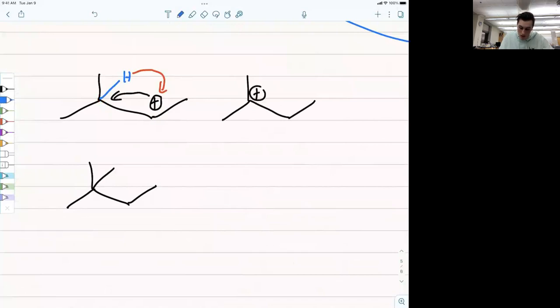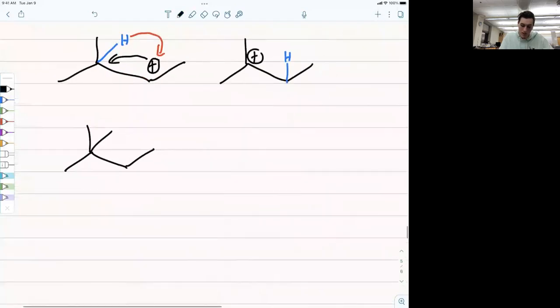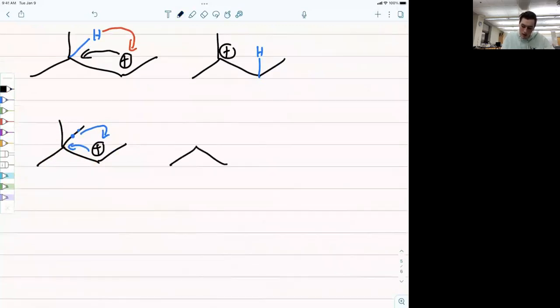And my hydrogen that was over there is now on this carbon. In this situation, this carbon only has 4 bonds: 1, 2, 3, 4. So when I have my carbocation here, there are no hydrogens on this carbon that I can take. So what we'll have to do instead is a methyl shift. It's the same thing, we're just moving around our bonds and we end up with this.